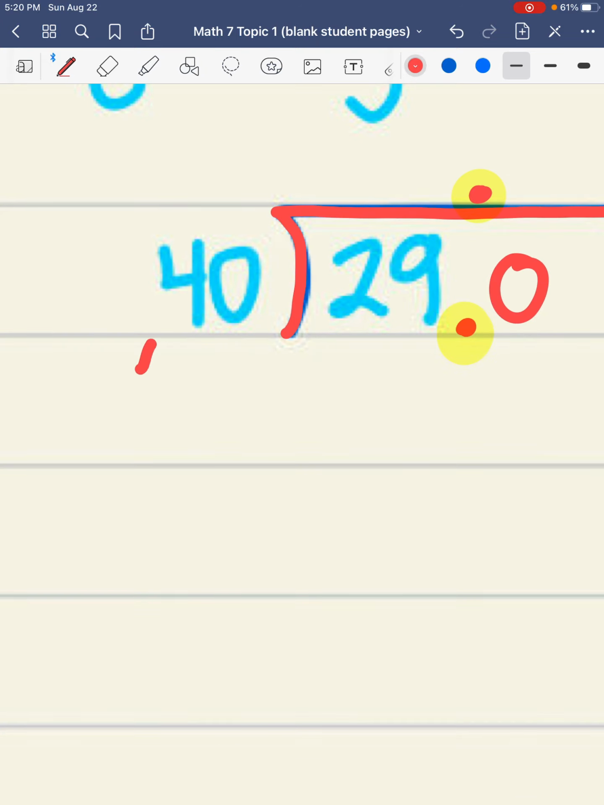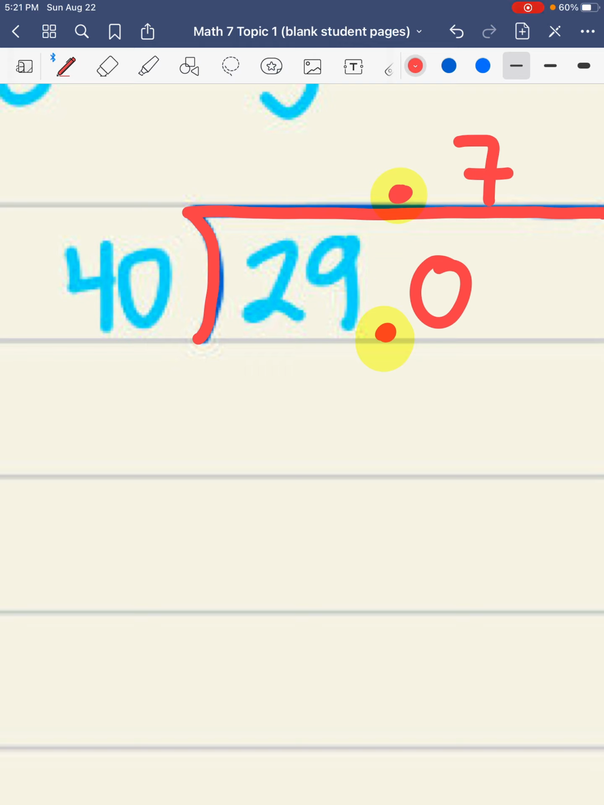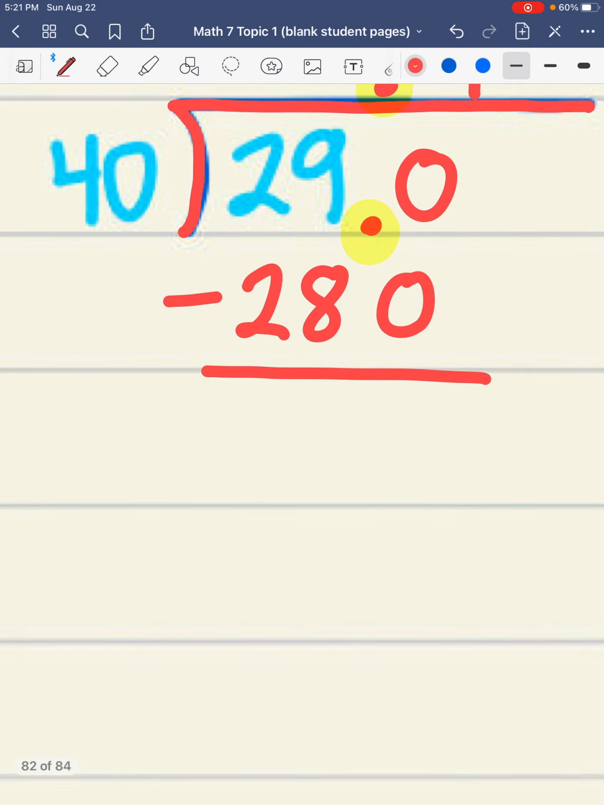So I'm going to have to think about some math right here. But I know that 4 times 7 would be 28. So I know that 40 times 7 is going to be 280. So I'm going to use 7 right here. So 40 times 7 we know is going to be 280. And I'm going to subtract that. Now 290 minus 280, that's going to give us 10. Okay, but we don't want to have that remainder. We want to keep working until we get to a remainder of 0, if possible.